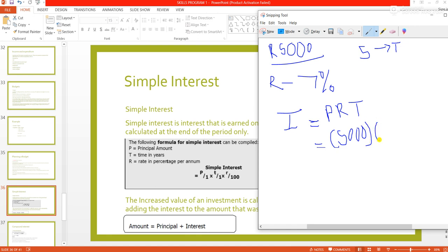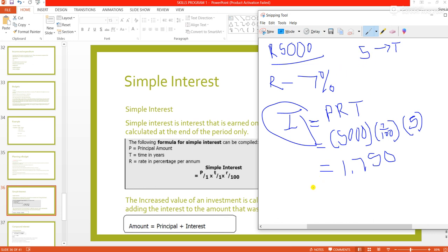The interest rate that you have is 7 divided by 100, divided by 100, and the time that you have is 5 years. When you calculate that, it will give you 1,750. So we managed to find the interest. Now the question is, for how long will you pay the interest, for 5 years?